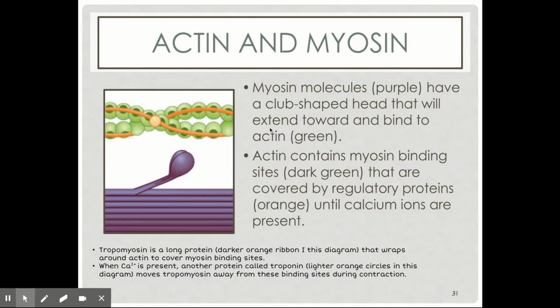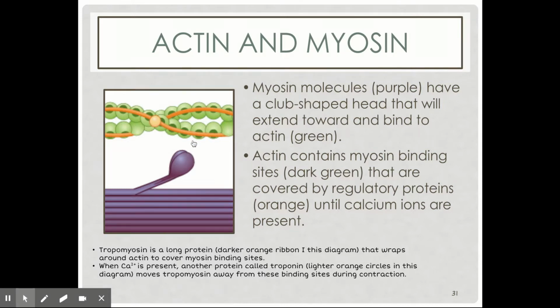So here is actin and myosin up very close. Your myosin molecules are purple, and they have this little club-shaped head here. This will extend or move up towards your actin in order to bind. Actin, in green, has myosin binding sites. Now in this photo, they are dark green. So you can see that they're kind of underneath this orange thing, and that is where my myosin wants to bind to my actin.